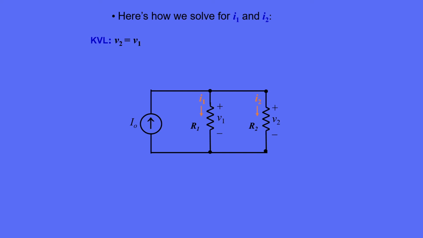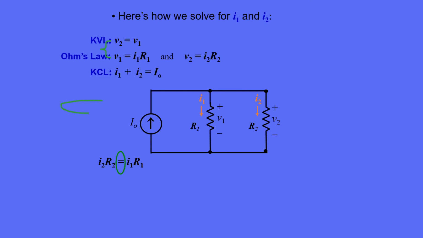From Kirchhoff's voltage law between the upper node and the lower node, we know that V1 is equal to V2. We can express these voltages via Ohm's law for each resistor. We thus convert each voltage value from KVL into a current value. Combining these KVL and Ohm's law expressions leads us to the result that I2R2 is equal to I1R1.